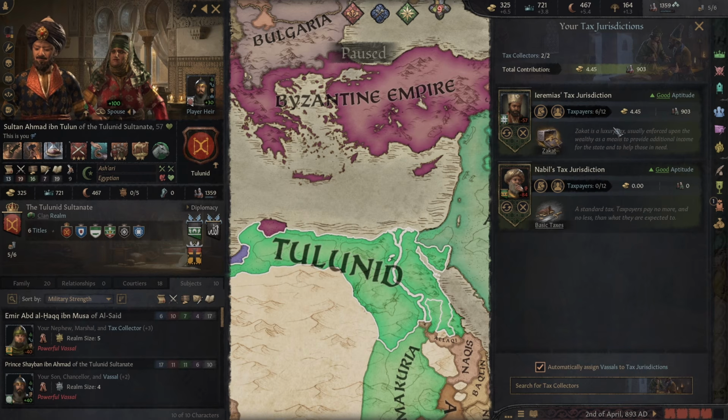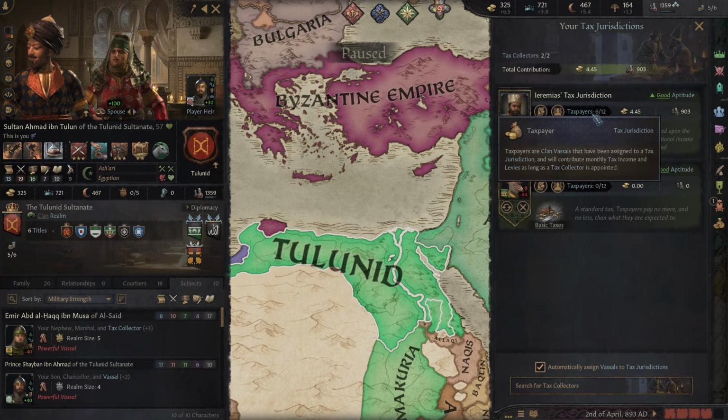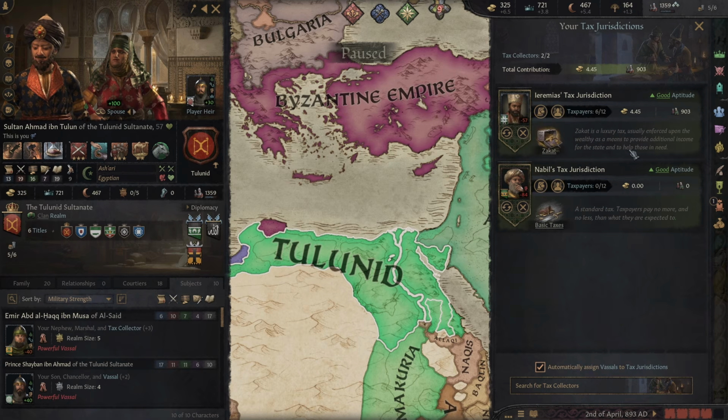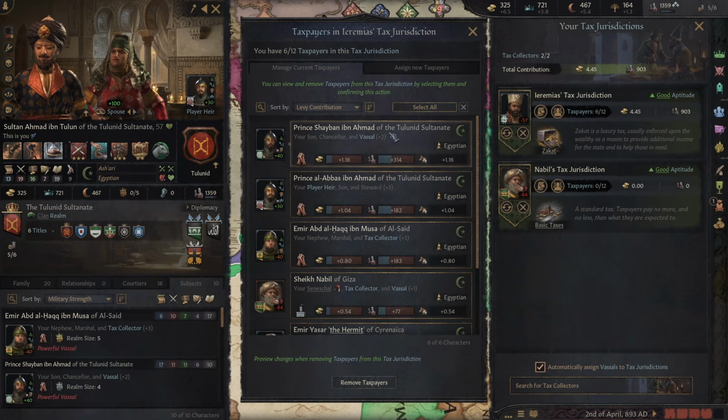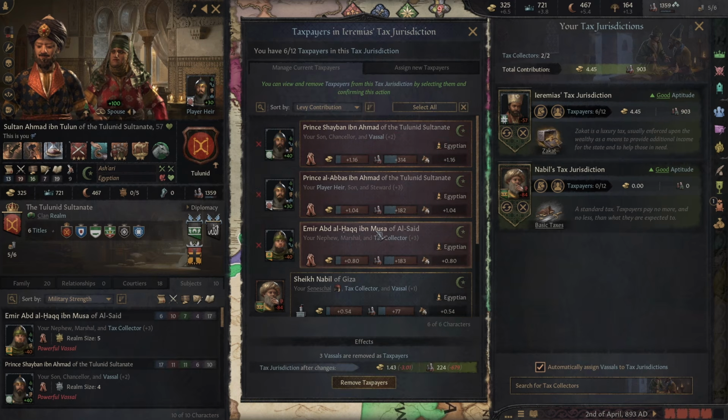So how do tax jurisdictions work? Each jurisdiction can have up to 12 of your subjects assigned to it. Here your subjects are referred to as taxpayers. Subjects are appointed to jurisdictions in order, so your starting subjects will probably fit in just one jurisdiction. But you can assign each subject to a particular jurisdiction through the Manage Taxpayers menu.